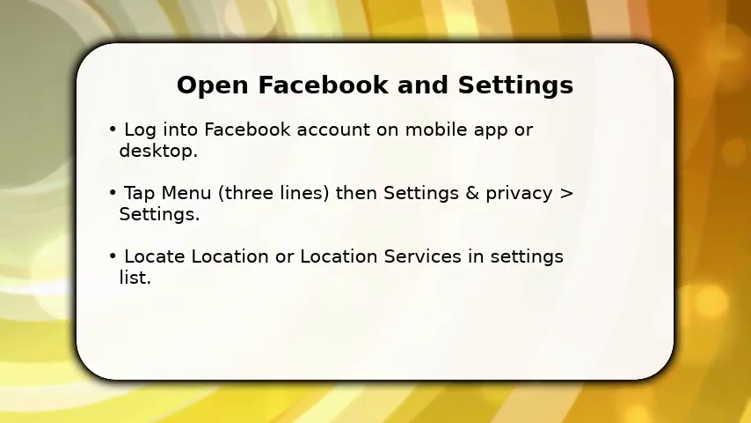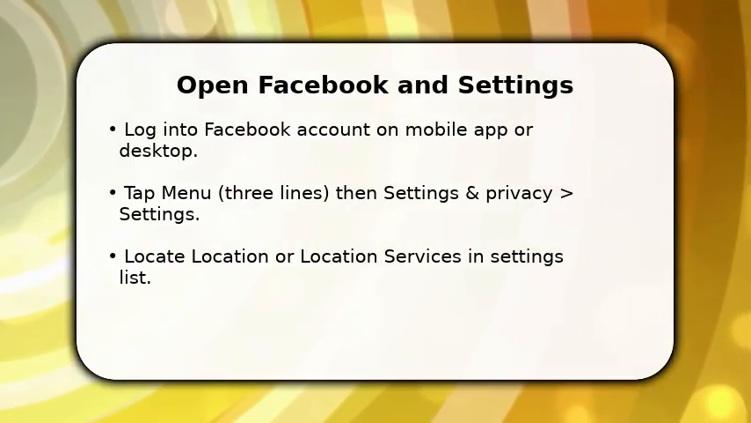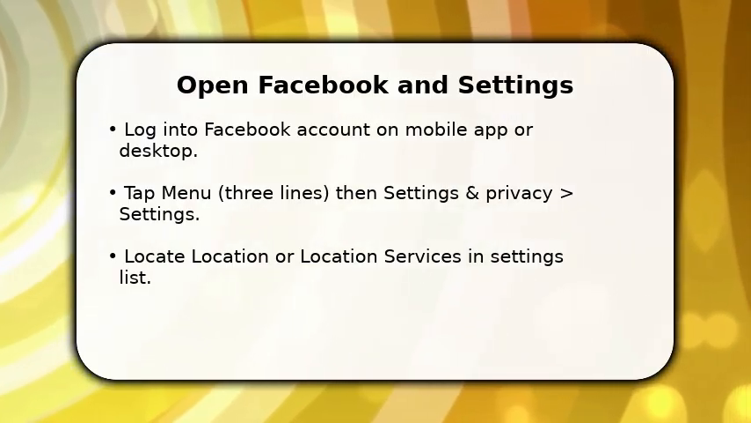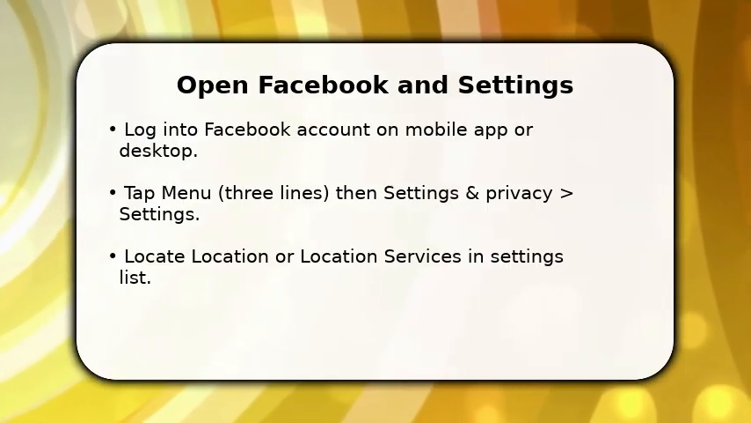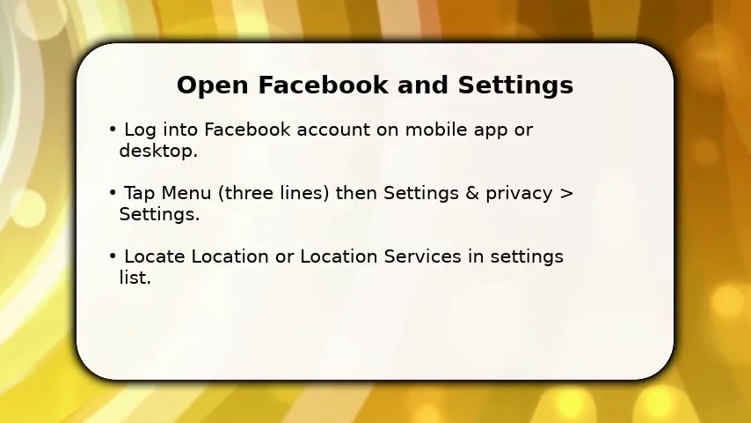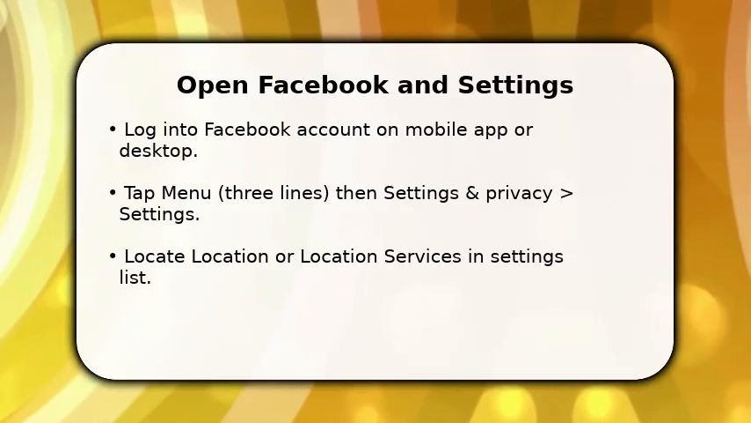You're signed in, so start by opening the Facebook app or website and going straight to Settings and Privacy, then Settings. You do this because Facebook centralizes permissions and location controls here. Once done, find the Location or Location Services entry. If you're on mobile, the menu icon shows it. On desktop, use the left-hand or top bar.